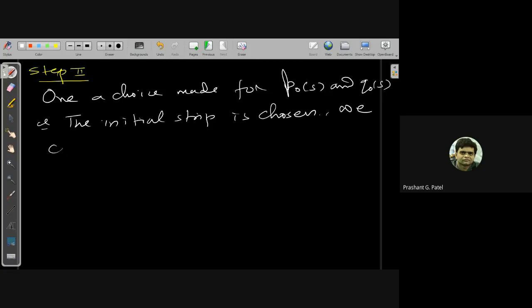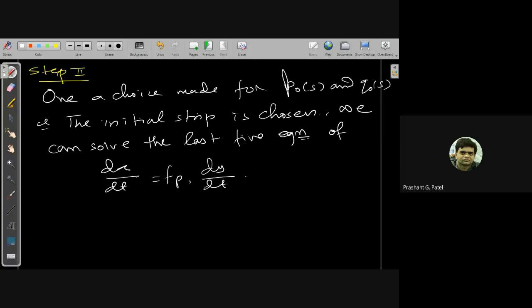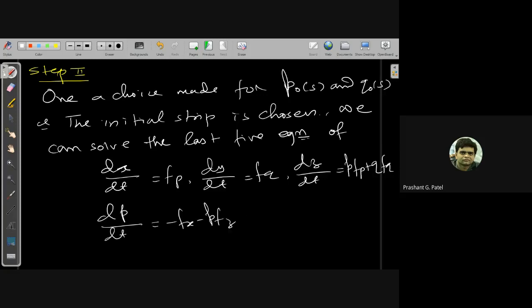We can solve the last five equations, that is dx/dt = Fp, dy/dt = Fq, dz/dt = pFp + qFq, dp/dt = -Fx - pFz, dq/dt = -Fy - qFz. We'll solve these five equations.